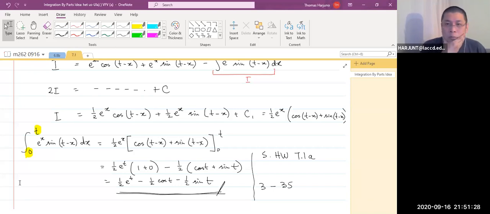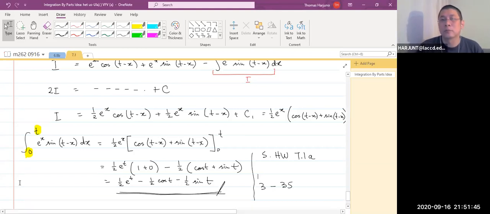On Monday next week, I will continue from number 37 on. But everything after here is just a further variation of integration by parts. Okay, that's it for today. See you on Monday.